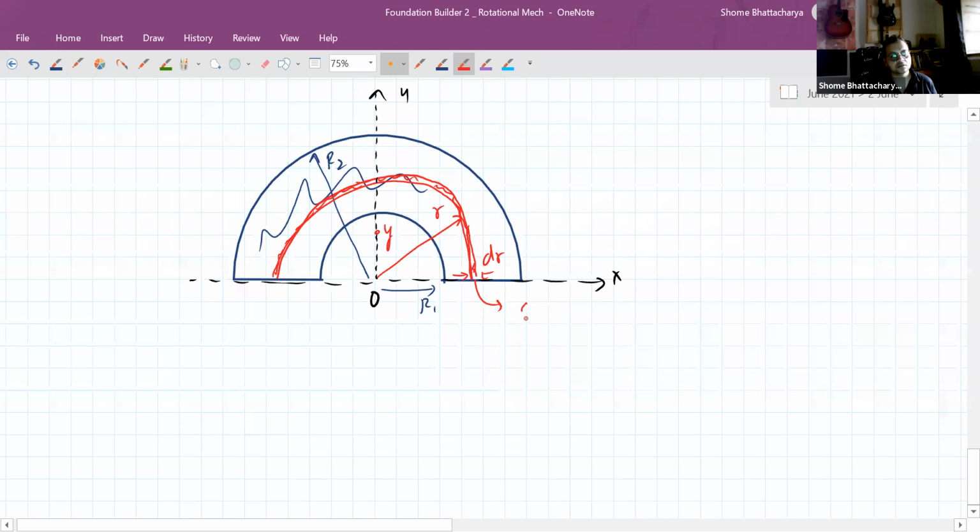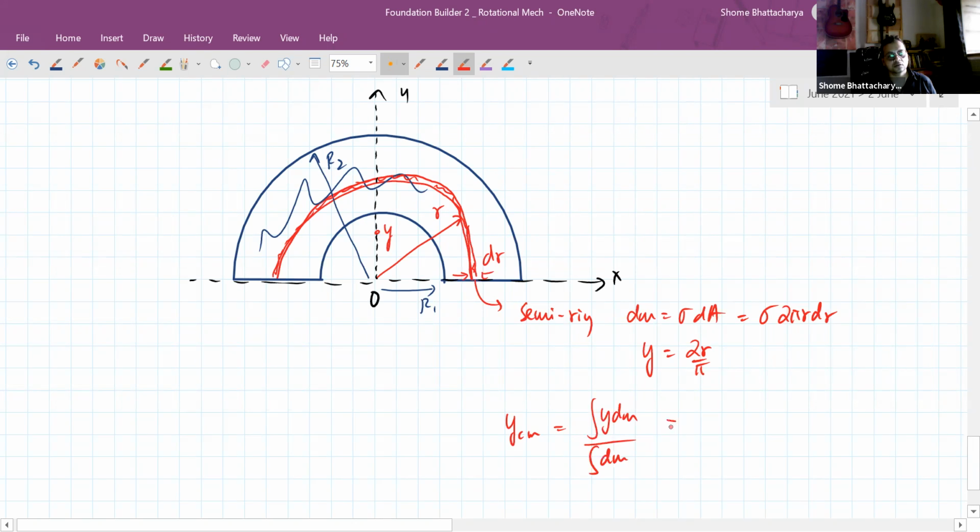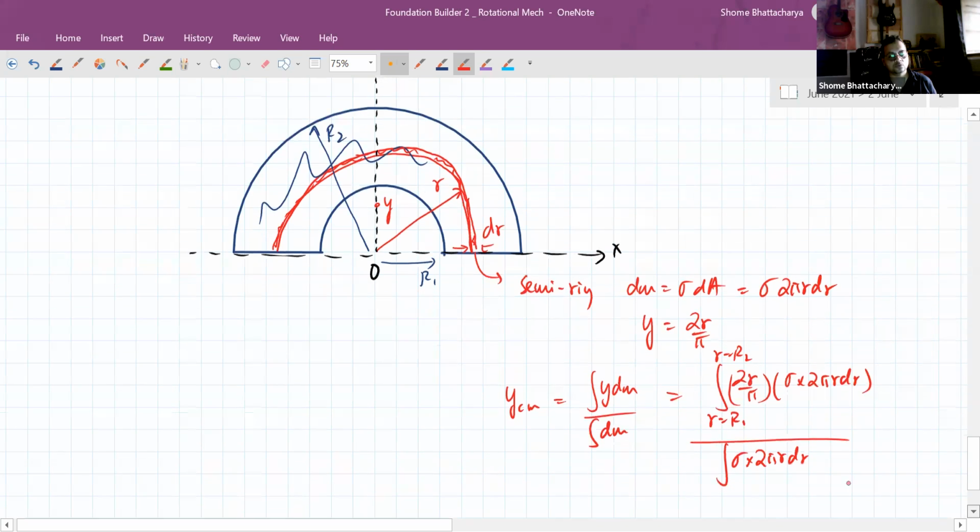So this is a semi ring of mass sigma into dA, so that is sigma into 2 pi r dr. And its y coordinate will be 2r by pi. So now the y coordinate of the entire system's center of mass will be integration y dm divided by total mass, which is integration dm. So that is integration of 2r by pi into sigma into 2 pi r dr, integrated from r1 to r2, divided by sigma into 2 pi r dr, integrated from r1 to r2.